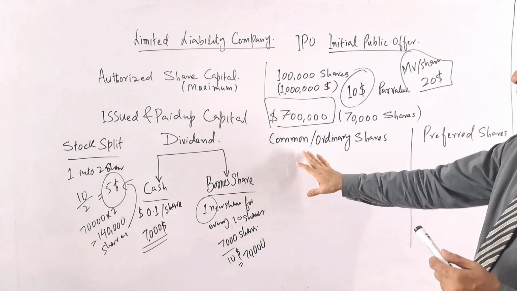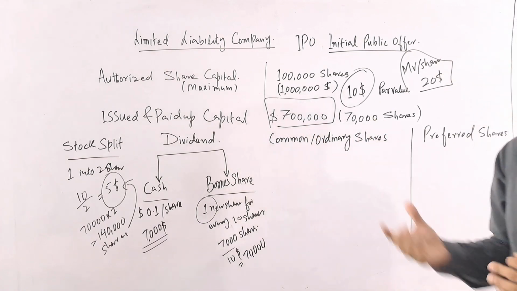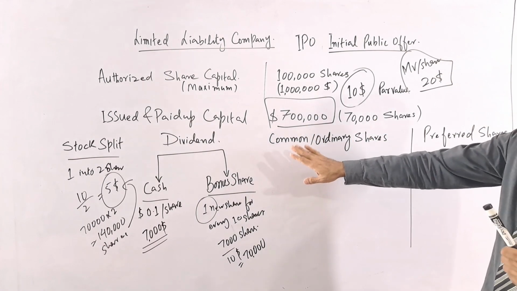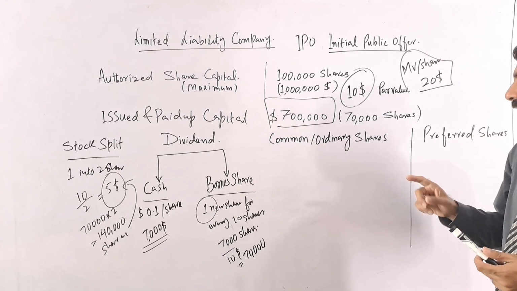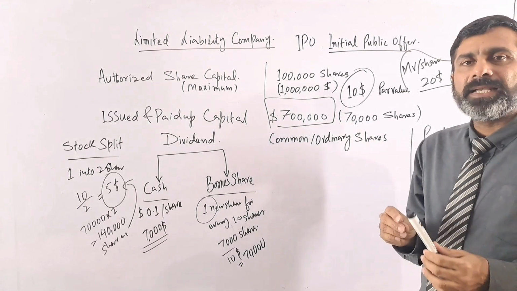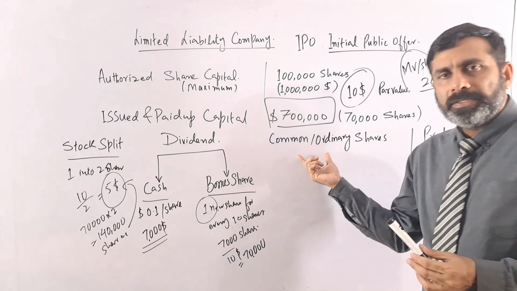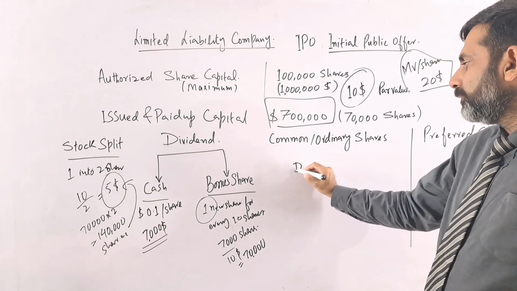The next concept that we have is related to the share types. We normally have two main share types. One is called common shares and the other is called preferred shares. Now there are mainly 3 or 4 differences between the common shares and the preferred shares. So what are those differences? First of all is the concept of the dividend.